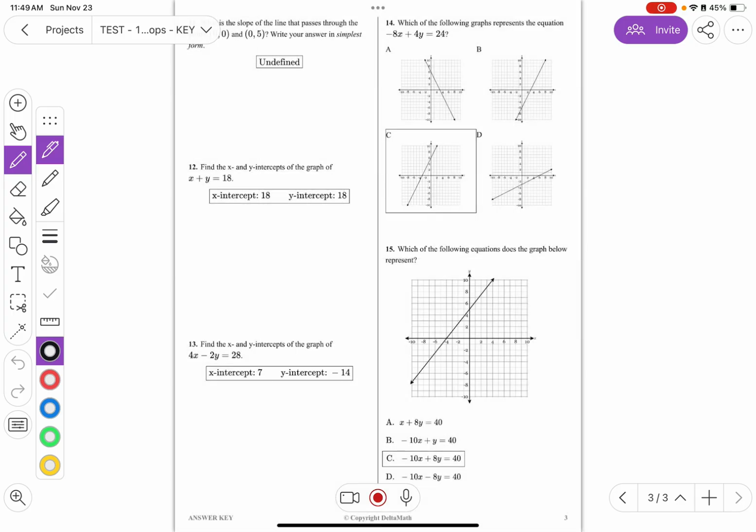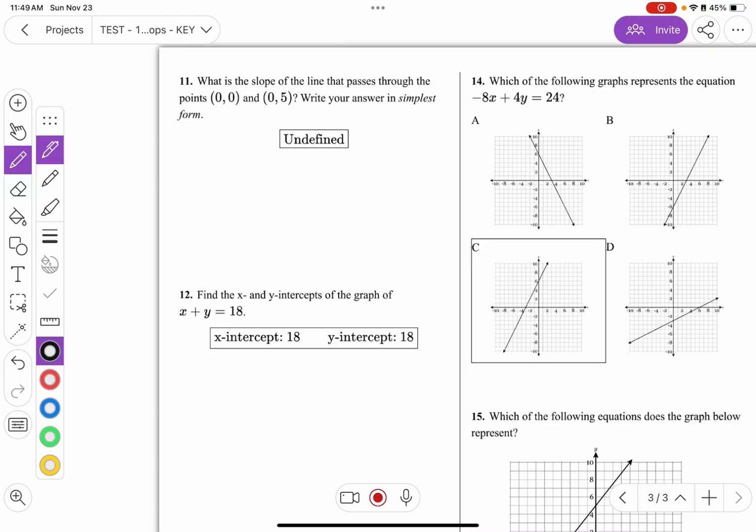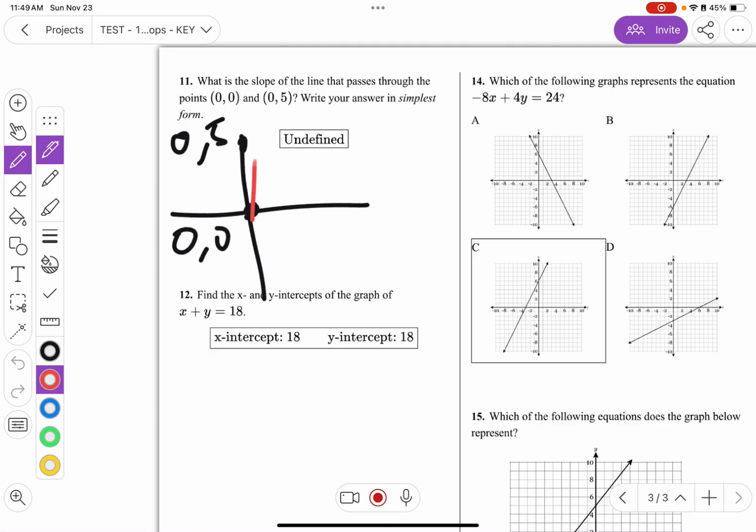So now, look at 11. For this one, if you could even draw it out real quick, you say, I go through 0, 0, and 0, 5. Okay. So it's this vertical line here, right? So vertical line, I'm not going to the right at all. So all I'm doing is that. So that's the line x equals 0. That's undefined.